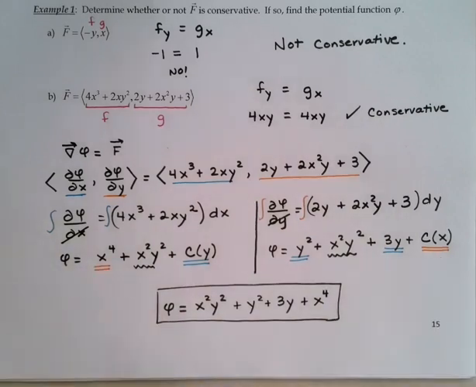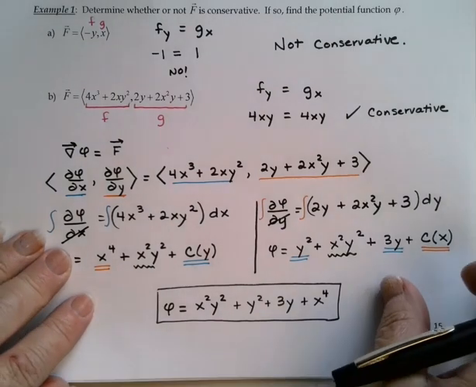This should happen every time. The constants should work out if you truly had a conservative function to start with and if you've done all of your integration correctly. If it doesn't, you might want to go back and check on that. All right, let's try a couple of three-dimensional examples.